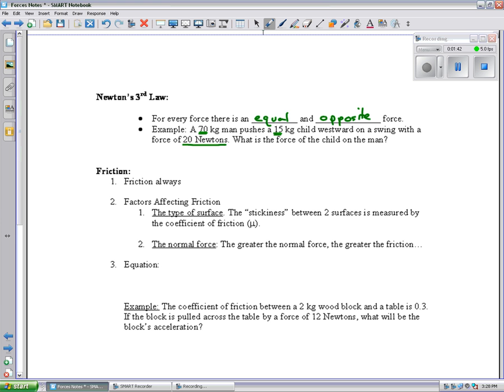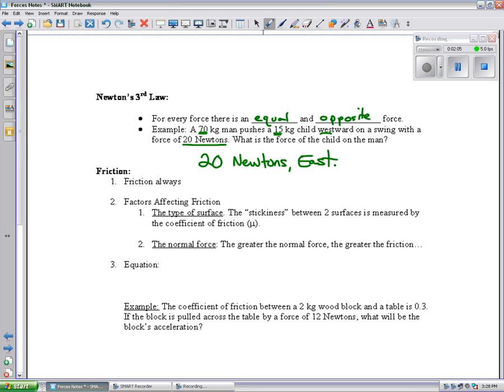So if the force of the man on the child is 20 newtons west, okay, then the force the child puts back on the man is going to be 20 newtons in the opposite direction. Okay, so don't let the different masses distract you.